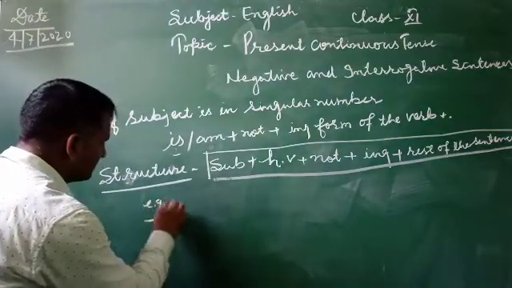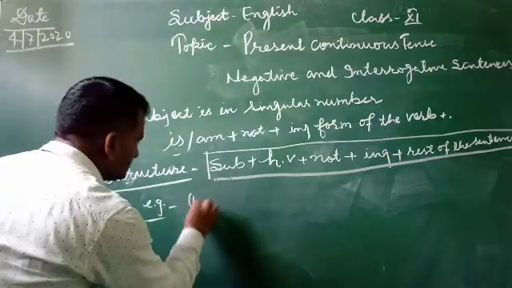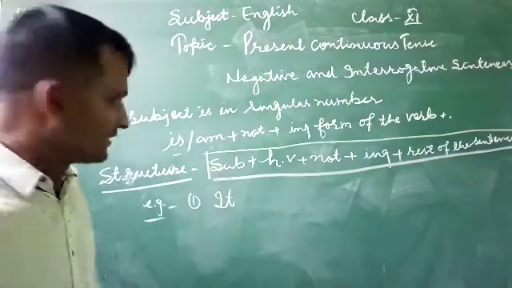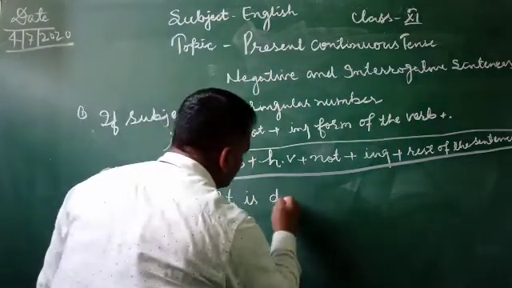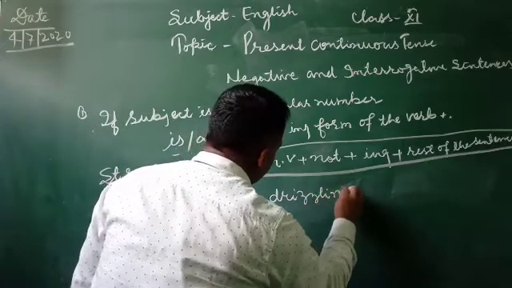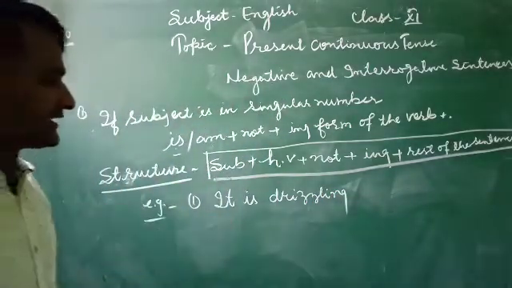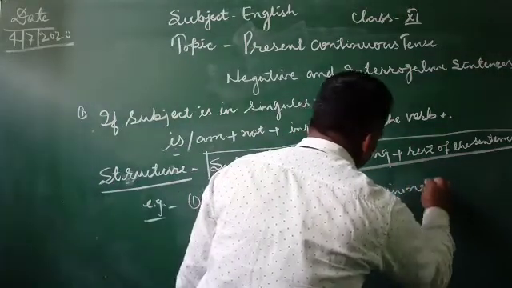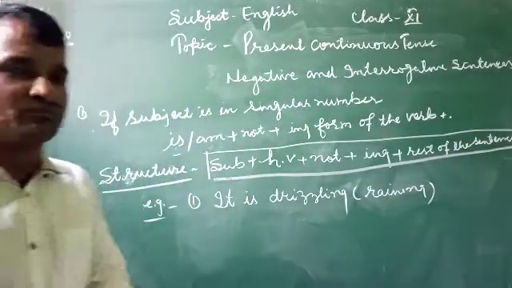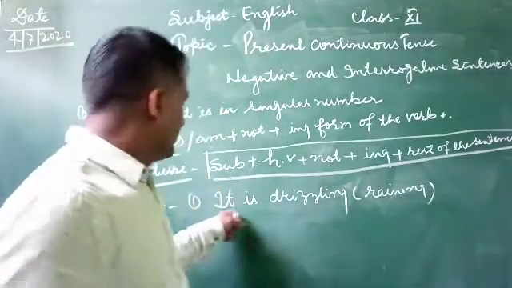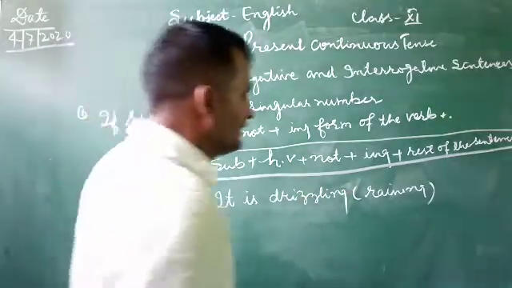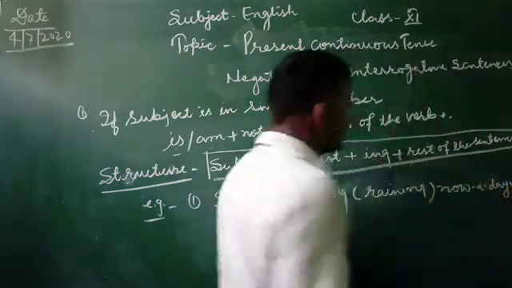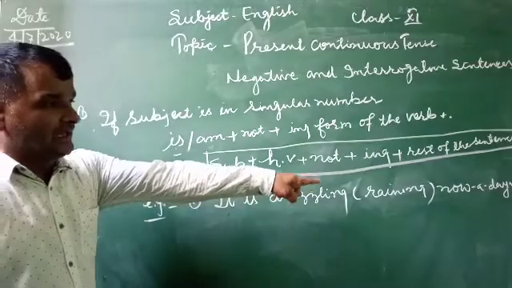Now, first example. Your subject is it, which is a singular number. It is drizzling, or we can say raining. Drizzling is what we call बूंदा बांदी in Hindi. So it is drizzling or raining nowadays.